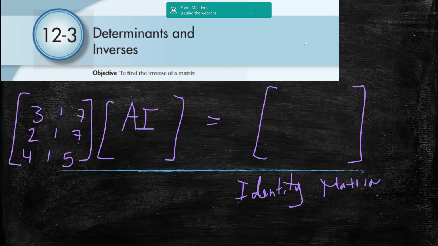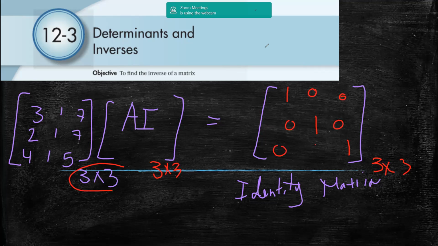What is the identity matrix? Look at the first one here. Its dimension is 3 by 3. It is a square matrix, I mean. So it's multiplied by an inverse matrix, which is 3 by 3. So the identity matrix will be 3 by 3. I will put 1 on the diagonal. That's why we call it identity. And the others are zeros. Like 1, 0, 0, 0, 1, 0, and 0, 0, 1. This is what we call an identity matrix.